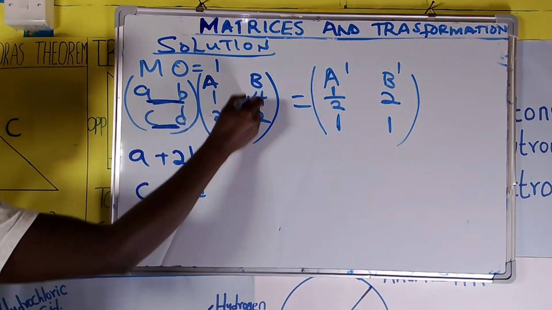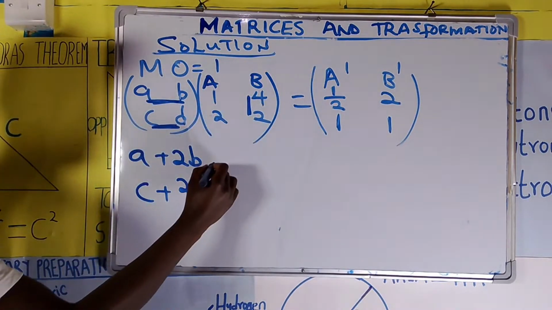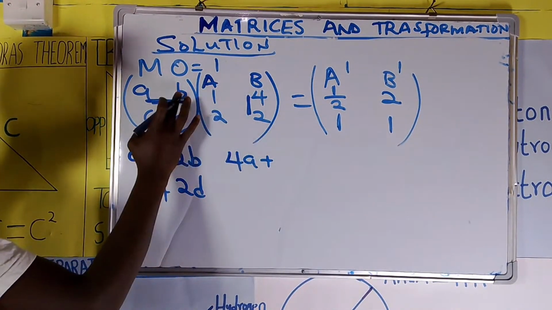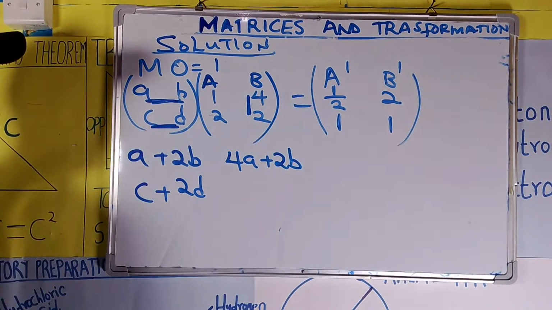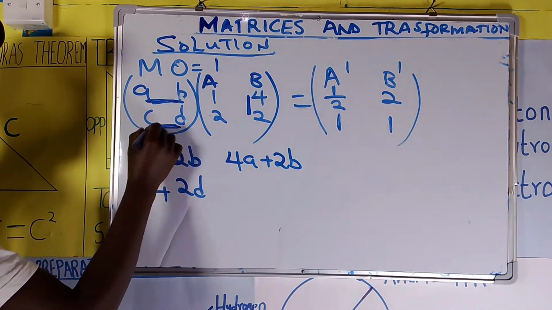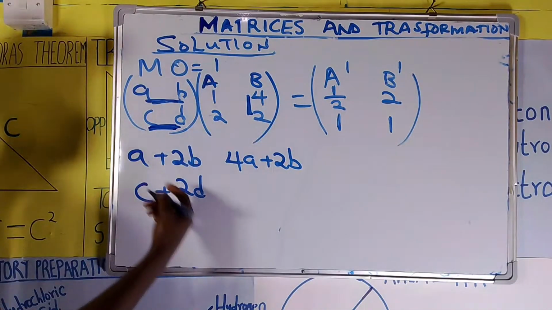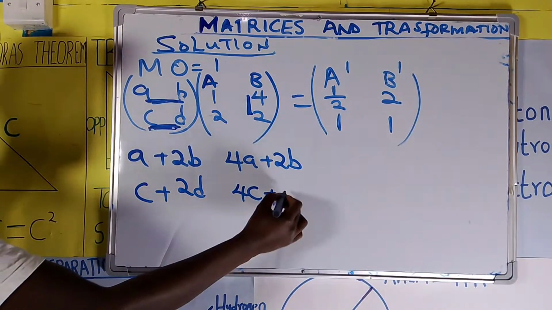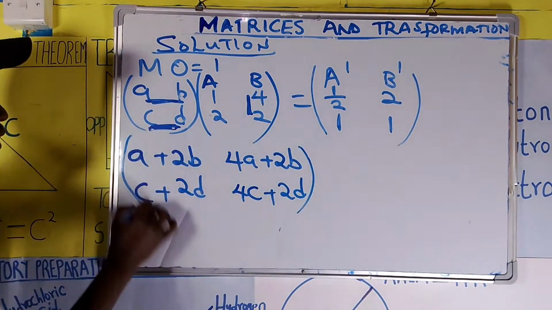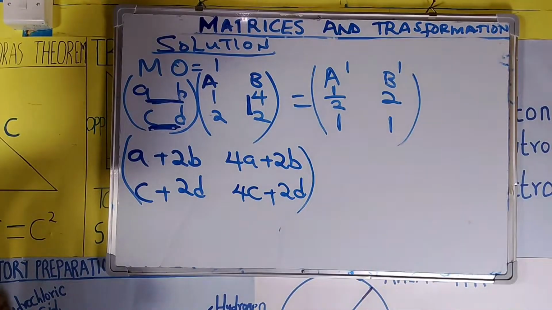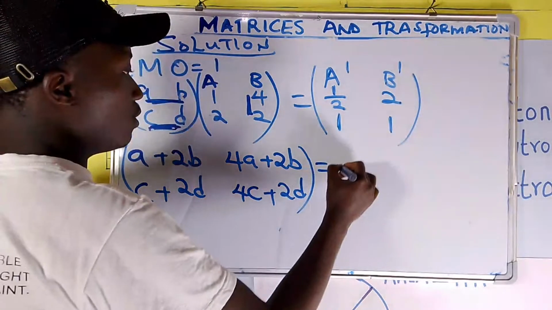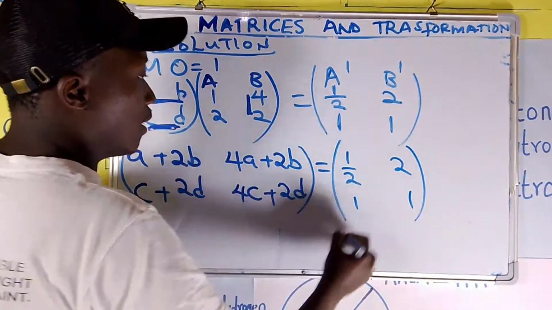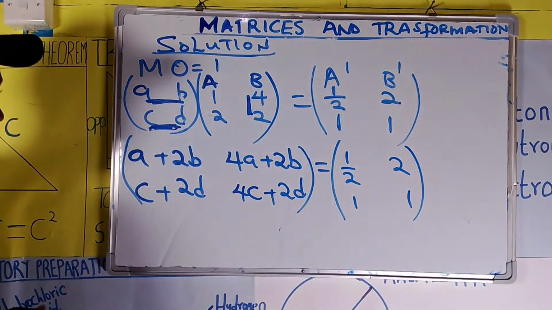First row, second column. So A times 4 is 4A plus B times 2 is 2B. Then we go to the bottom with the second column. So C times 4 is 4C plus D times 2 is 2D. And we are done. This is equal to a half, 2, 1, 1.